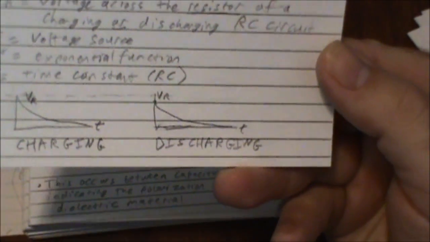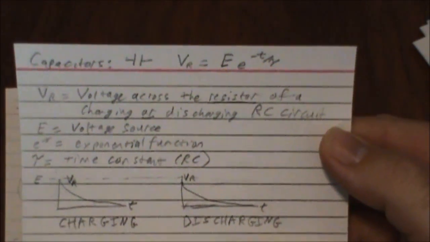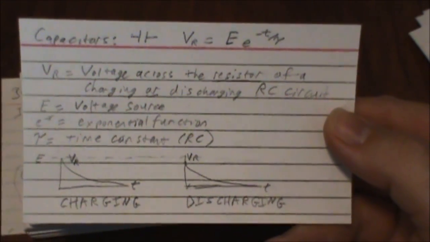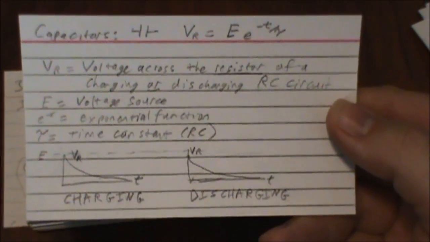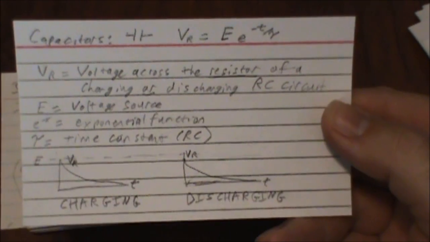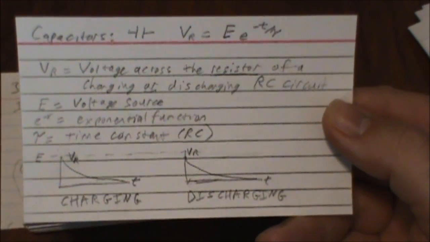Now about capacitors, voltage across the resistor and the capacitor. Again, very similar to the resistor and the inductor, or LR circuit.